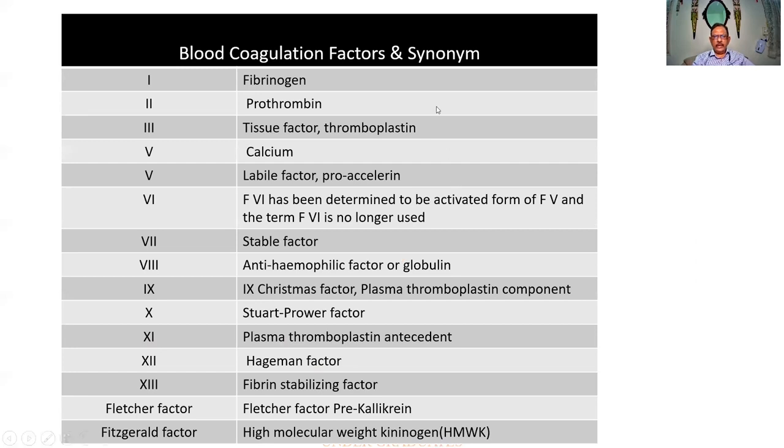This list of clotting factors we have seen from physiology upwards, and the number is given over here, and accordingly the synonym that is used. So these are all the various clotting factors which you people should know. Kindly do revise and learn by heart this particular list. The list of clotting factors.